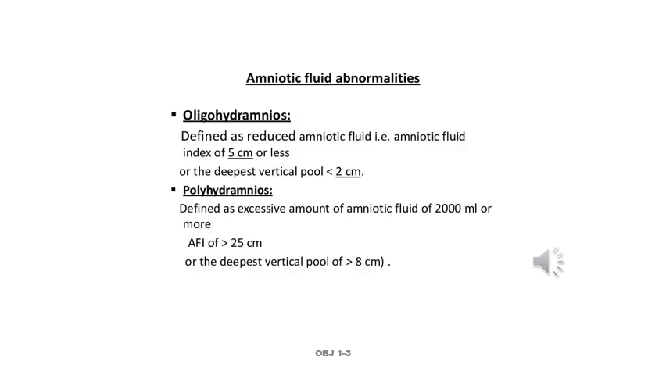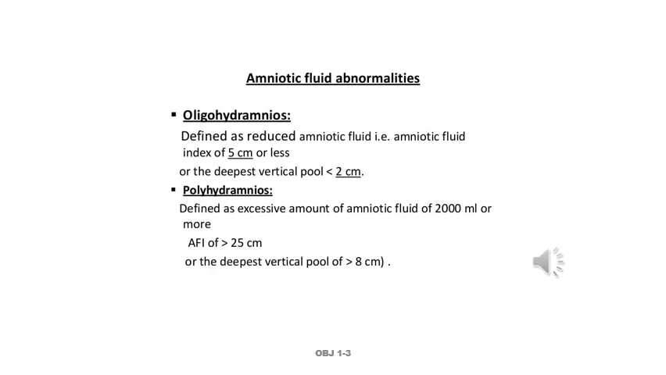On this slide, we'll talk about amniotic fluid abnormalities. All right, so the first one is oligohydramnios. This is defined as a reduced amount of amniotic fluid. You don't have to know these measurements, but an example is an amniotic fluid index, which we call AFI, of 5 centimeters or less, or a deepest vertical pool of less than 2 centimeters. That would be oligohydramnios.